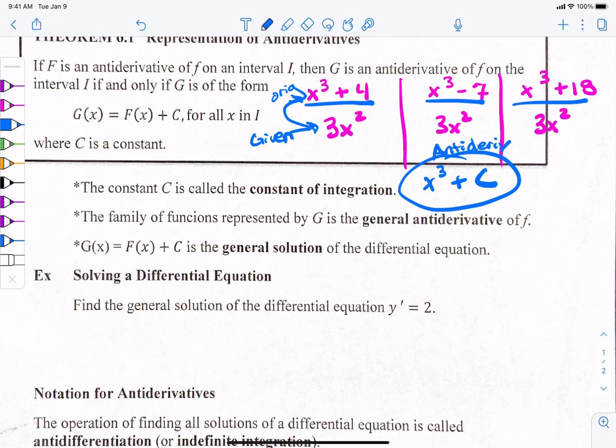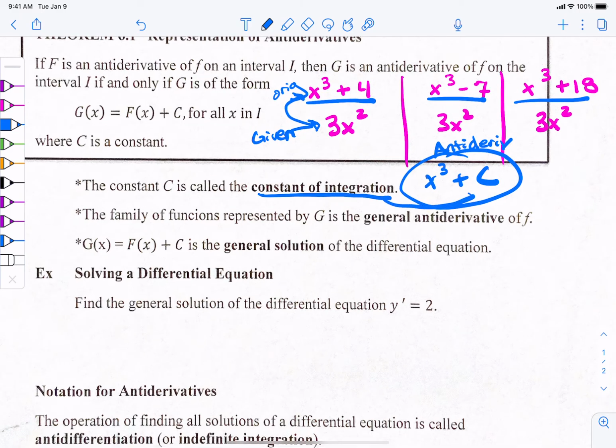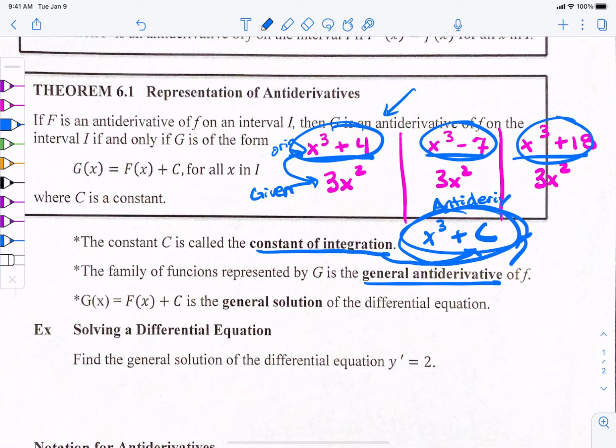Let's go through some of this terminology. The constant c is called the constant of integration. He's basically the number that falls off when you take the derivative, but going back the other direction, you need to have him included. The general antiderivative is this whole thing right here, x to the third plus c. And a specific solution would be each one of these.